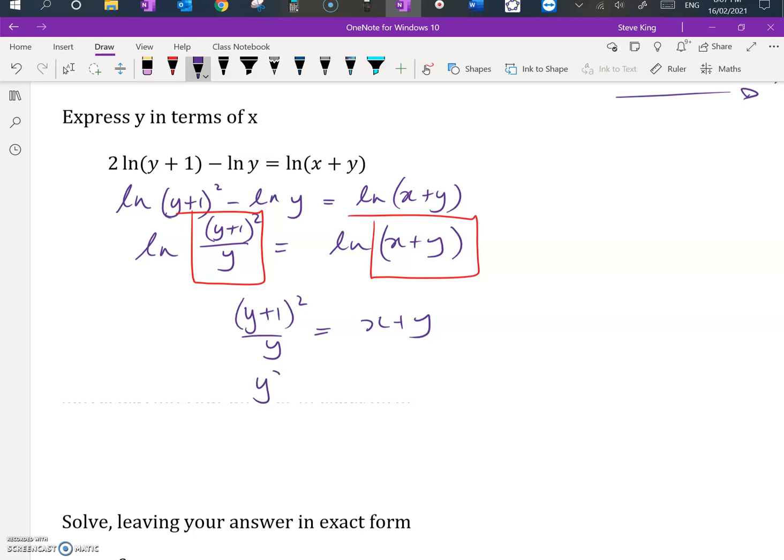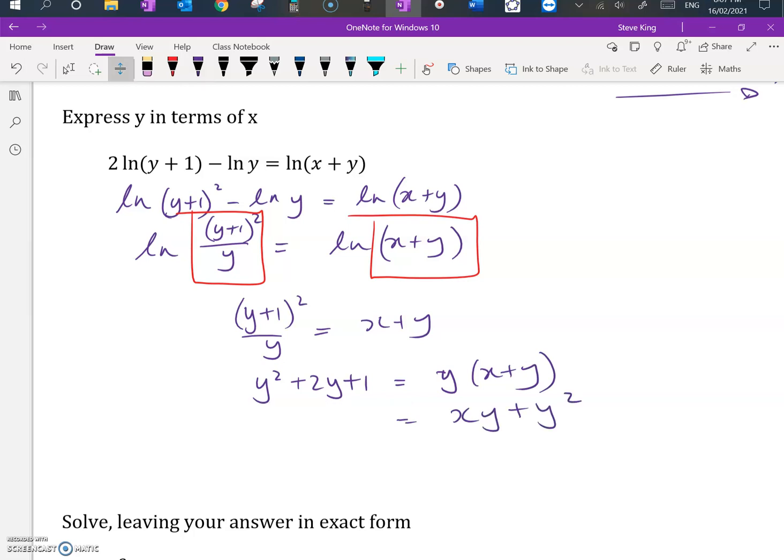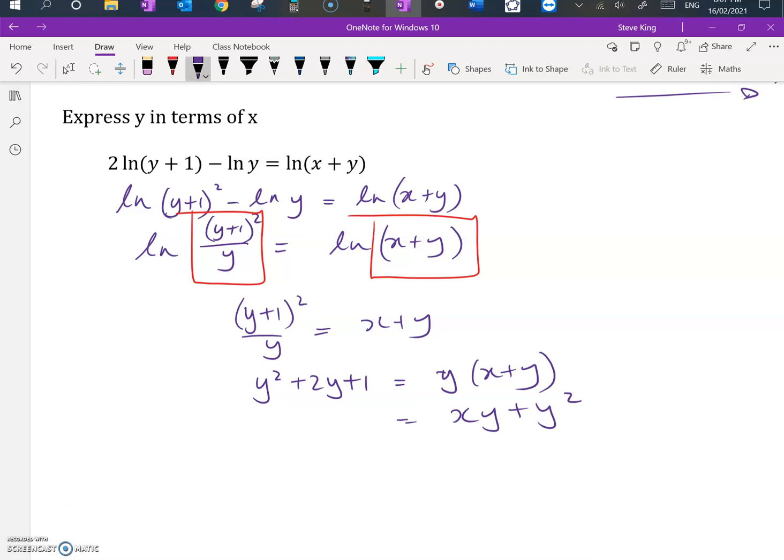Yep, so I'm going to get y squared plus 2y plus 1 is going to equal y times (x plus y). That's going to be xy plus y squared. I'm going to need a bit more space there. If I take away y squared from both sides, I'm going to be left with 2y plus 1 is equal to xy. Let's take away 2y from both sides, and I'm going to get 1 is equal to xy minus 2y.